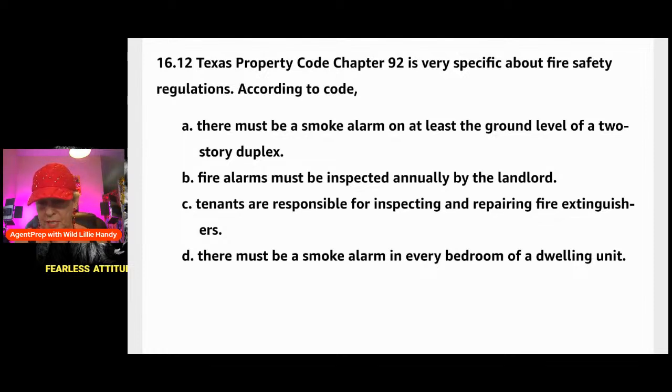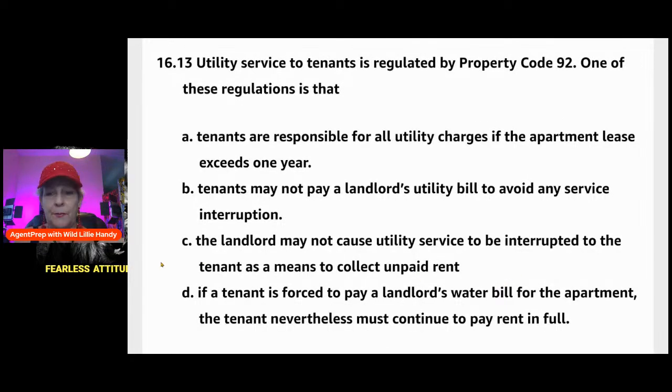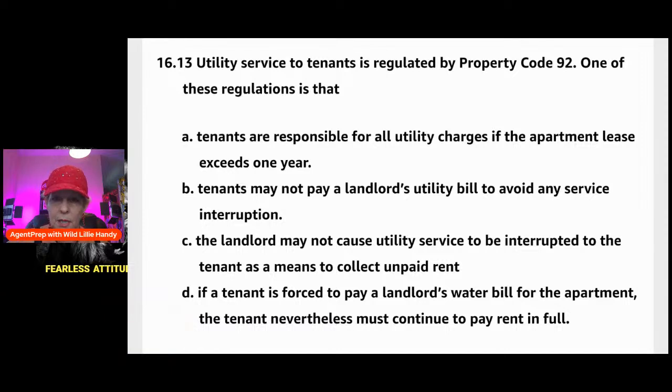Okay, David said 12D, and that is correct, 12D. There must be a smoke alarm in every bedroom of a dwelling unit. Sometimes they would say in the hallway, but now we put them inside a bedroom, okay? So that every person sleeping in that bedroom will be aware of the smoke alarm when it goes off. Because what if it's in that bedroom and the door's closed, so it'll be a little while before it gets to the hallway, right? Going under the door or through any cracks or whatever.